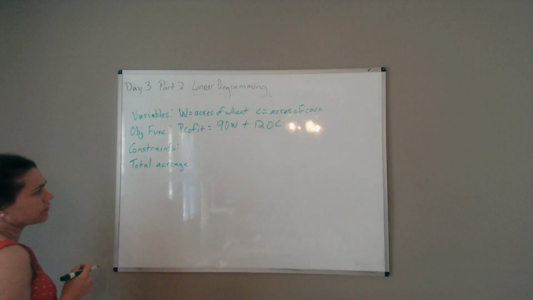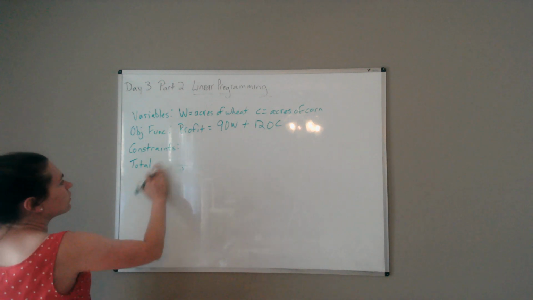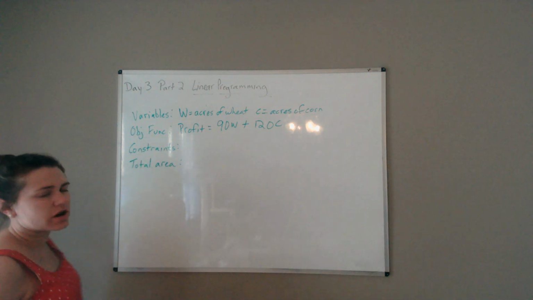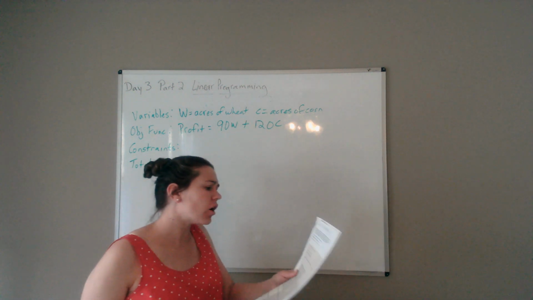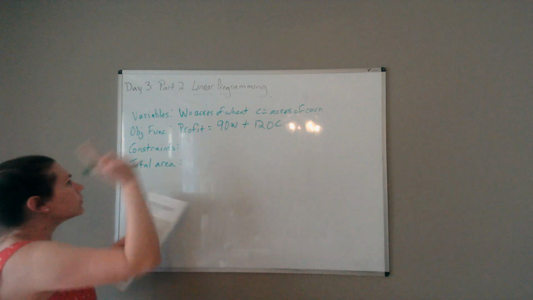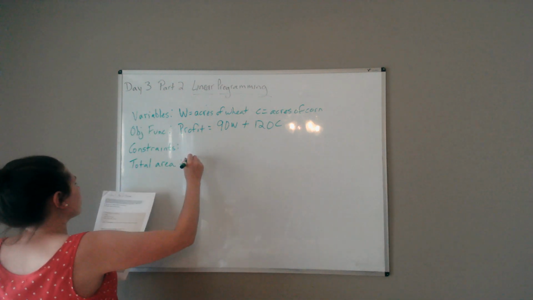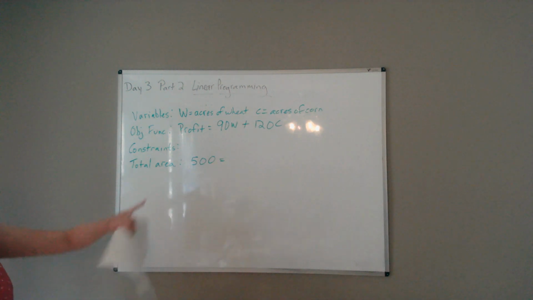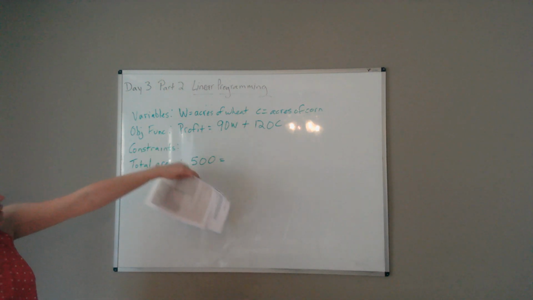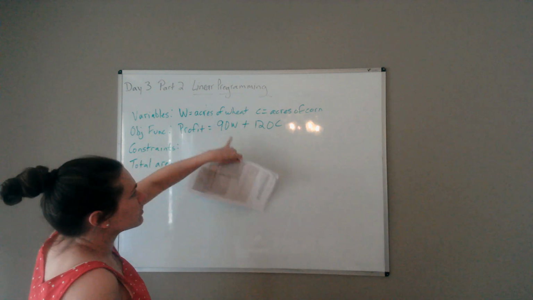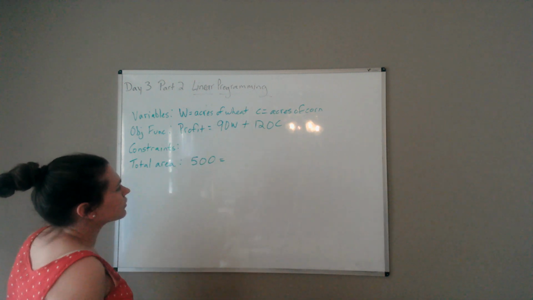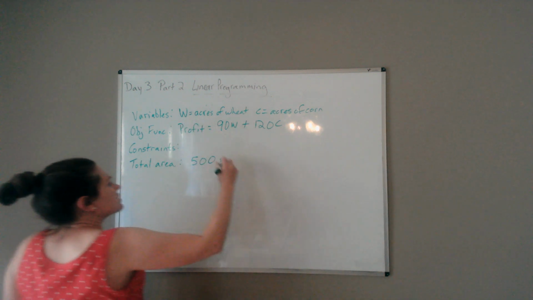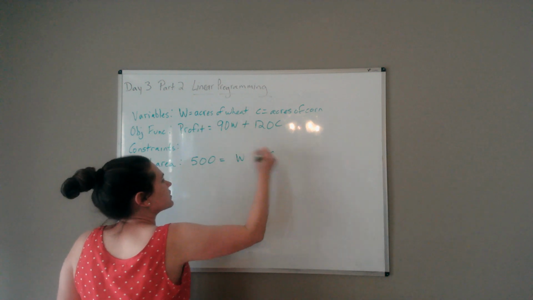I think that's how you spell acreage. Why don't we say total area? Not sure how to spell acreage. So, we know in total she has 500 acres. And so, for every acre, right, we add them up, it has to be equal to 500. Now, that means that that's W plus C.